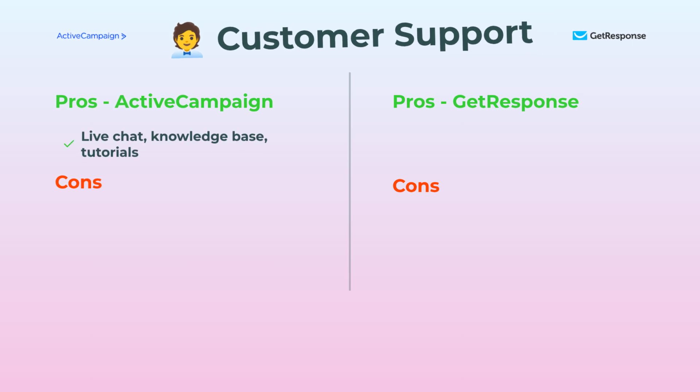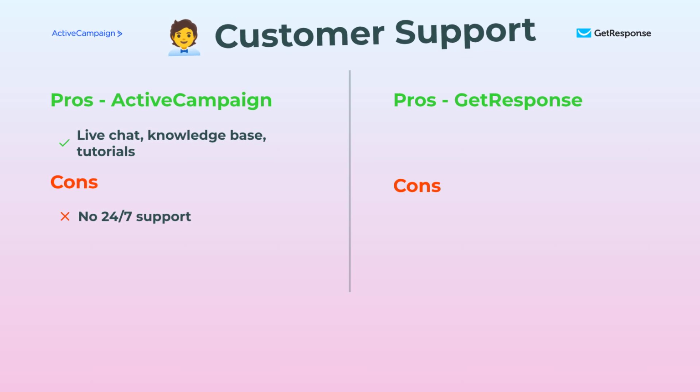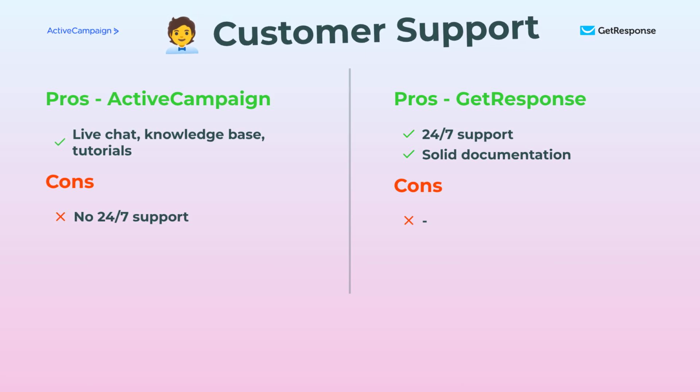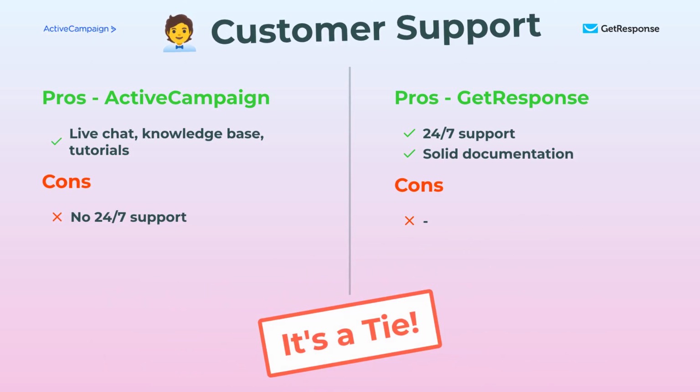Finally, customer support. Actually kind of important, right? So ActiveCampaign gives you live chat, a solid knowledge base, and nice tutorials to get started. The only bummer, no round-the-clock support. So if it's 3 a.m. and you're stuck, you'll be waiting. GetResponse does offer 24/7 support, which is honestly a lifesaver if you're running things solo or on weird hours. The docs are good on both sides, so really, this is a tie.